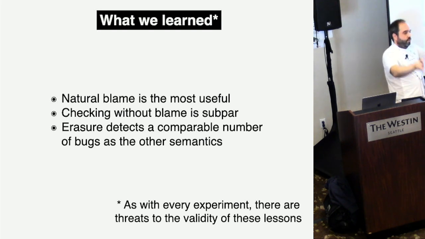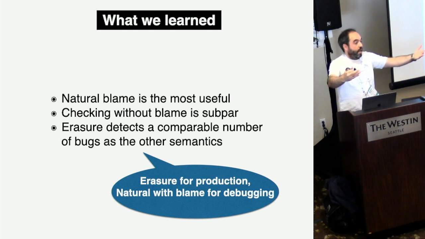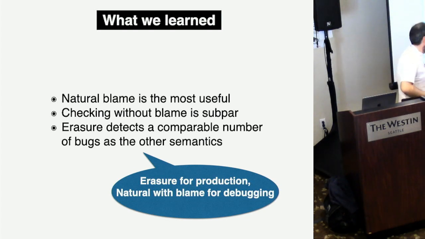So, with a little bit of salt in what I say, I think that we have some evidence that a language designer who wants to add a gradual type system to their language maybe should consider erasure for production, okay? And then use blame and natural semantics as a debugging mechanism, as an alternative semantics to try to get more information and work offline with their program.